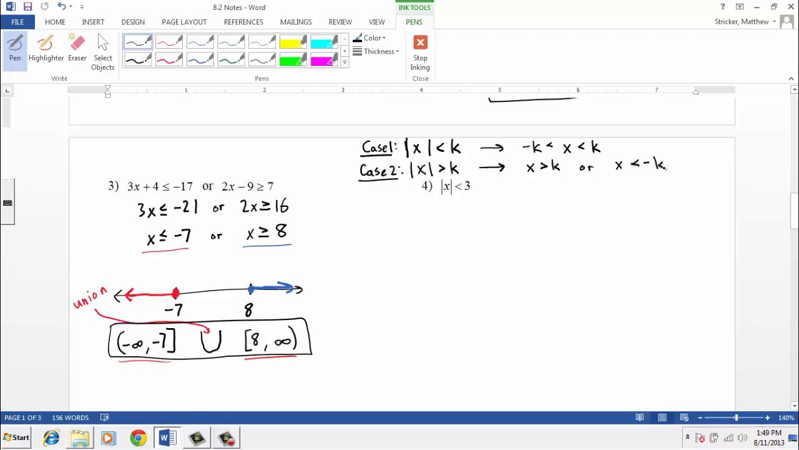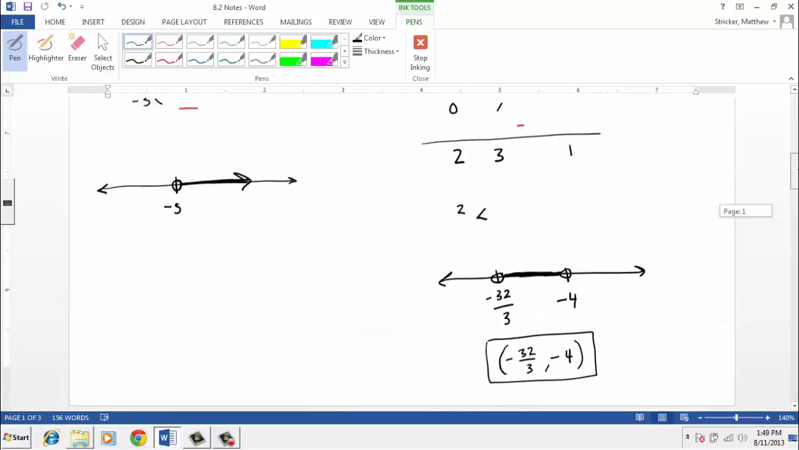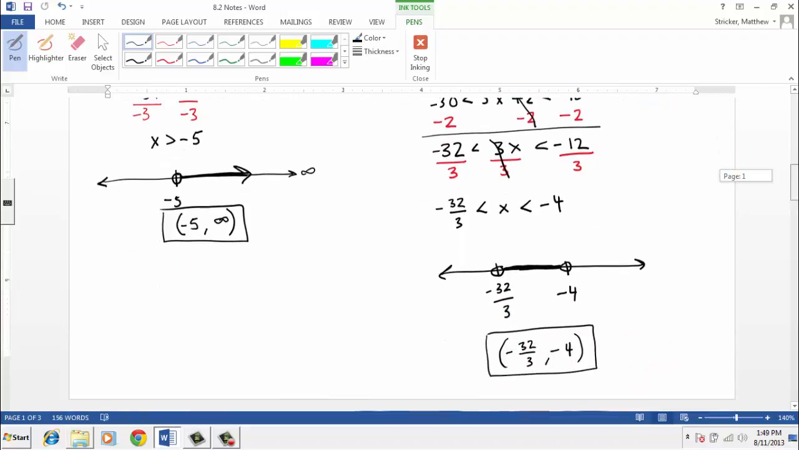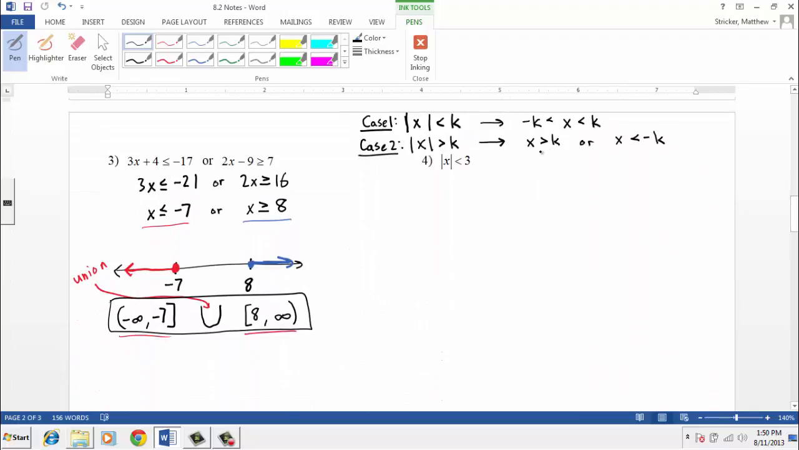Note, either one of those cases, we've actually already solved a problem like that. We solved case 1 in example number 2. That was that double inequality problem we looked at. And then we solved case 2 in the last problem. That's when we had two inequalities. We called that a compound inequality.